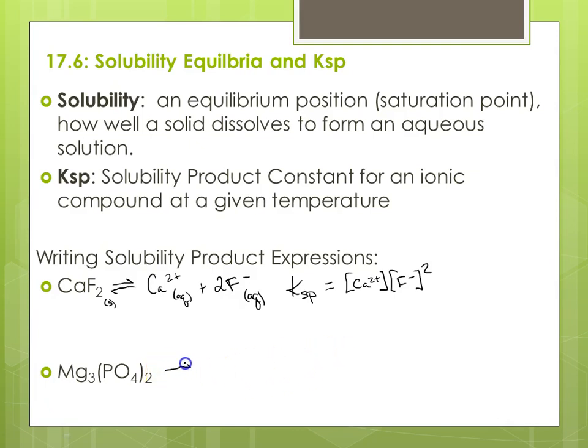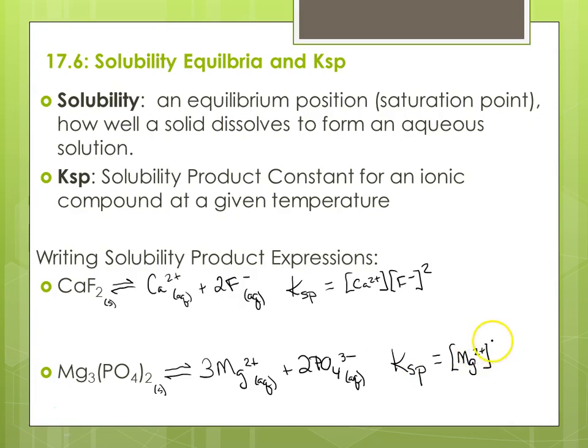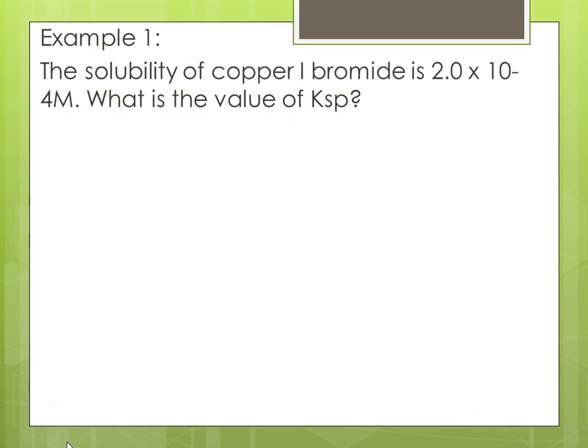Let's look at another example, magnesium phosphate. If we have solid magnesium phosphate and put it in water, it will dissociate thusly to get 3 magnesium ions and 2 phosphate ions. Then if we were to write the equilibrium expression for this, we have our concentration of magnesium ions cubed times the concentration of phosphate ions squared. Okay? So nothing brand new there. Again, just remember that solids are never included in KSP expressions.